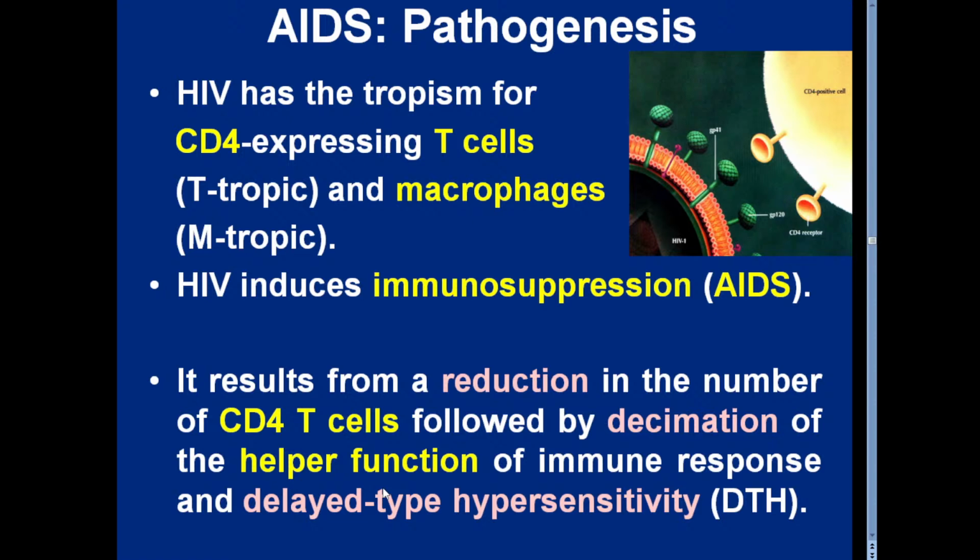We have discussed the structure and replication of the viruses. Let's discuss pathogenesis. HIV, as I said, is tropic to immune cells. First of all, T cells with CD4 receptors and macrophages. As a result, the virus multiplies and destroys these cells. These HIV viruses induce immunosuppression, or AIDS.